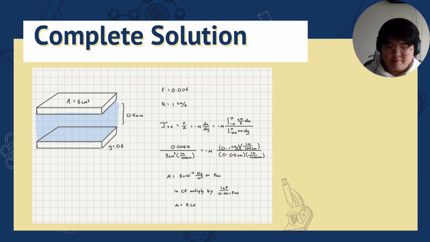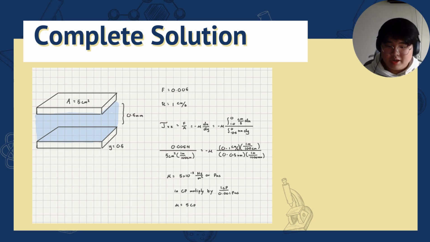This is essentially the same concept applied to the denominator, but since this is in millimeters, we have to convert it to meters, and we can do that by dividing by 1000 millimeters. Once we have this working equation, we can now use shift solve in our calculator to get the value of mu. That way, we get mu equal to 5 times 10 to the power of negative 3 newton second over meter squared, or Pa·s.